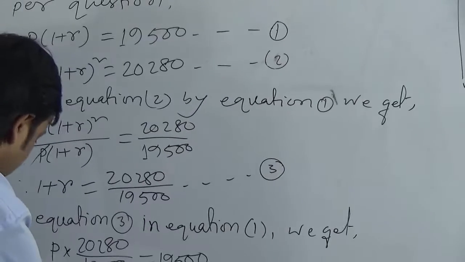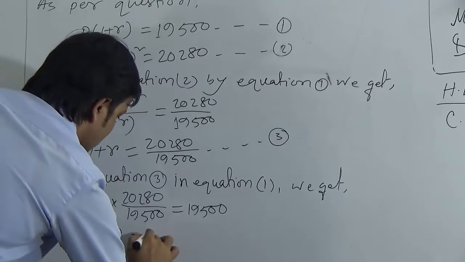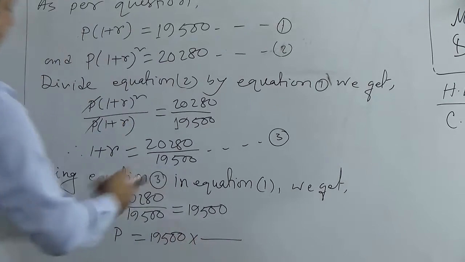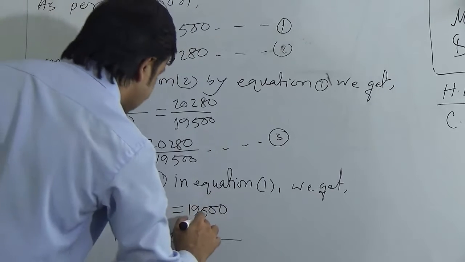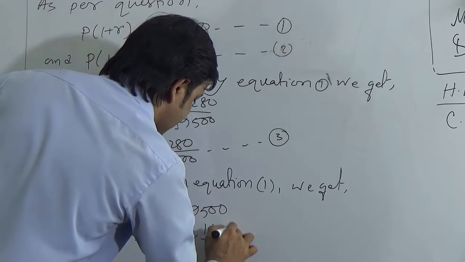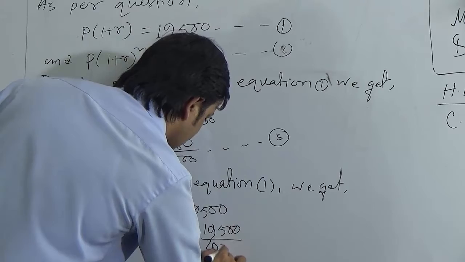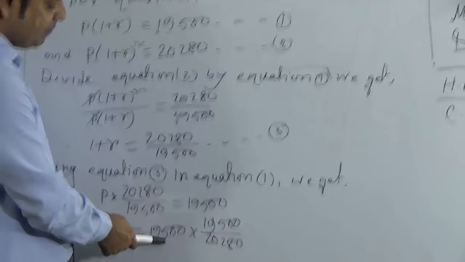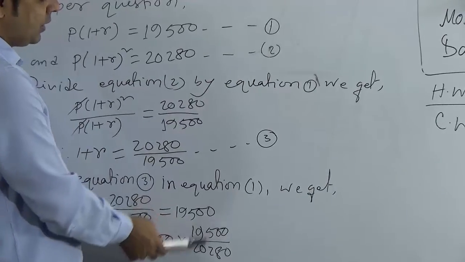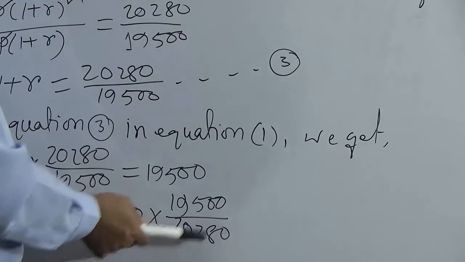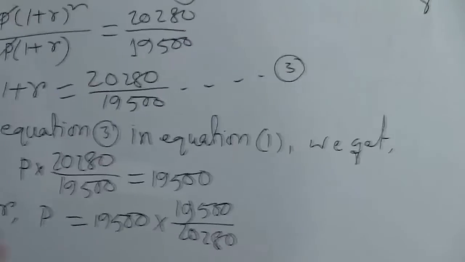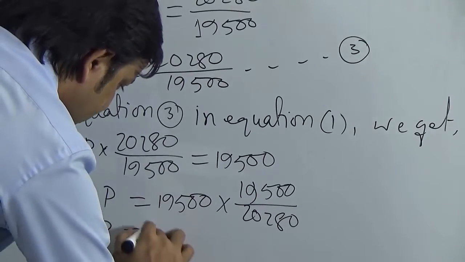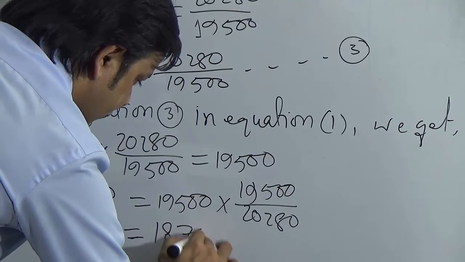Therefore we can write P equal to 19,500 multiplied by this fraction. We have to take the reciprocal as we are changing the side. So this will be 19,500 and here will be 20,280. Okay dear students, so now if you multiply 19,500 and 19,500, then divide the product by 20,280, you will get the value of P. So we can write therefore P equal to, if you calculate here, you will get 18,750.